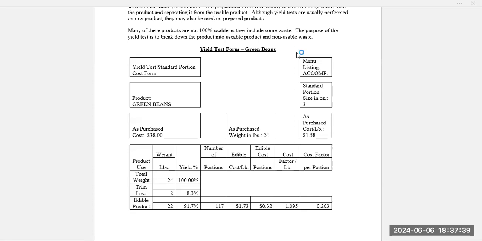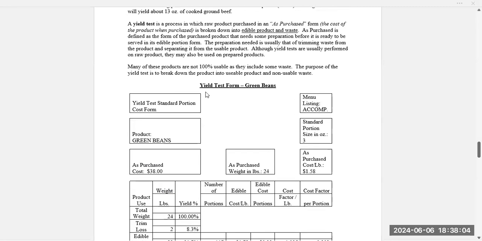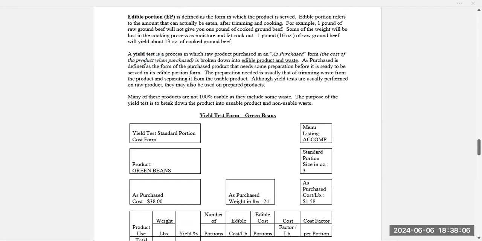Yeah, but anyhow, so very good. So my as purchased cost per pound is going to be $1.58. So I know that the item is costing me $1.58 per pound. Watch me now. We're looking at the weight, product use, we're looking at our pounds, we're looking at our yield. Remember, everything that we're talking about there is a yield test.